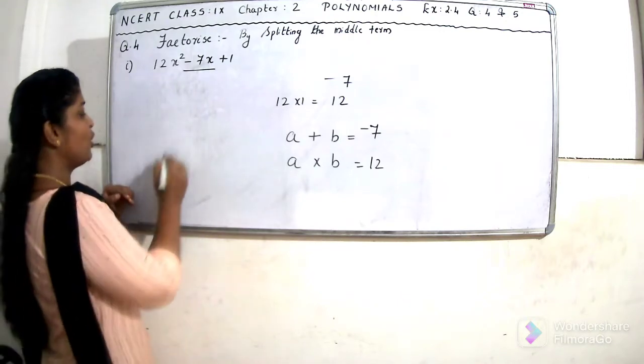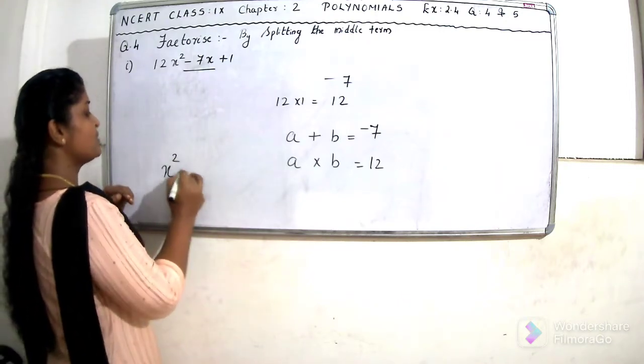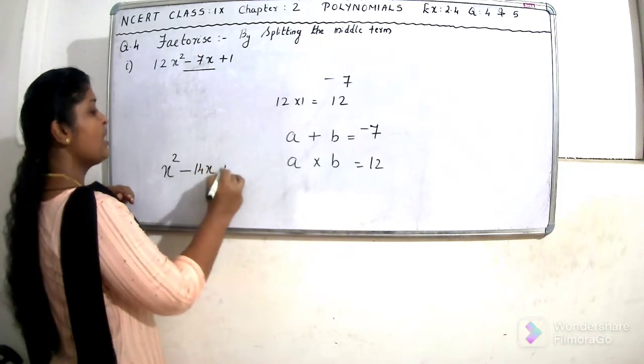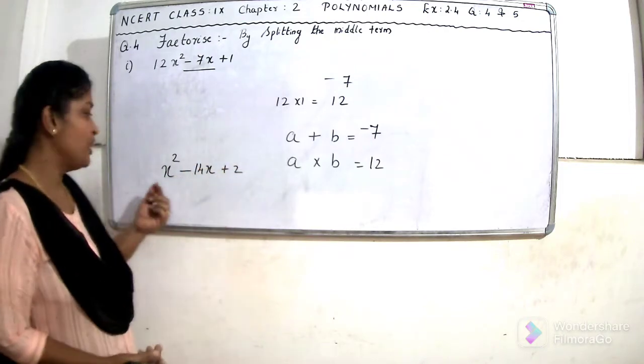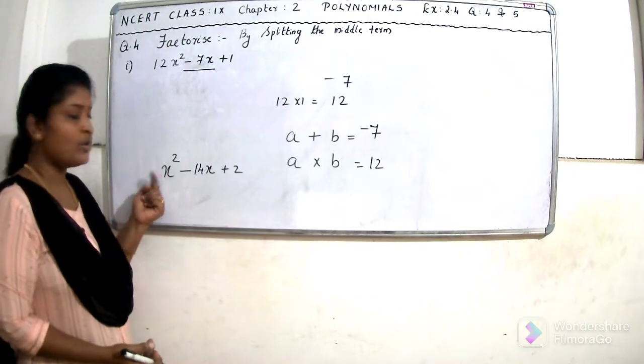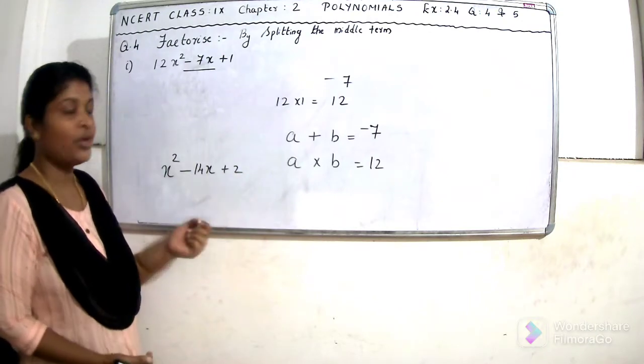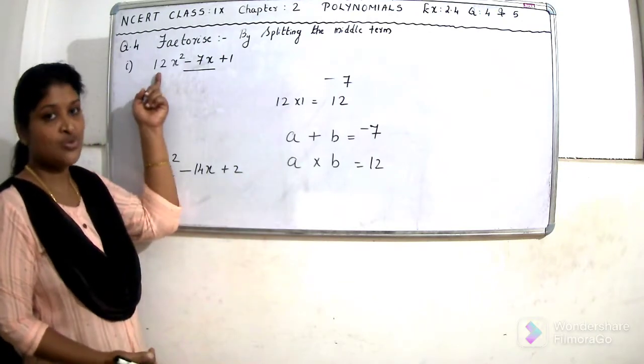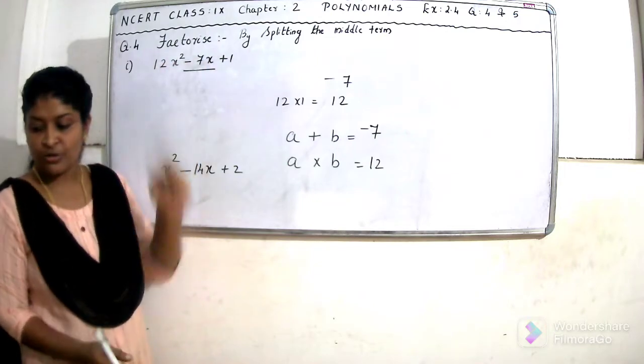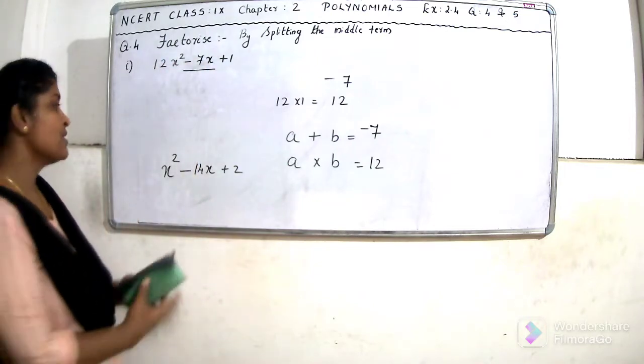Sometimes polynomials can come this way: x² minus 14x plus 2. This way also. So at that time, what is the coefficient? 1. So 2 into 1 is 2 itself. Here the coefficient is 12, it is there. So we take the product of the first and last, that means the end terms.